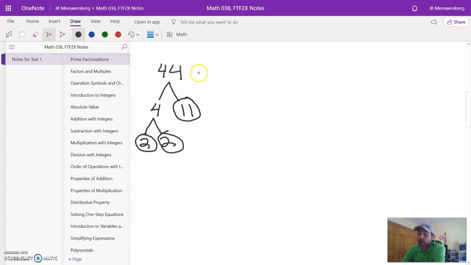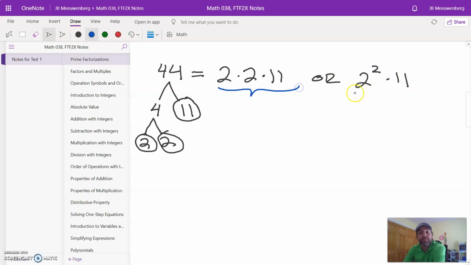We're done. No, we're not. We have to write it out. This is not a prime factorization. This is a factor tree. This is a prime factorization, or 2 squared times 11. Either one of these are fine, right? In fact, they're both useful because both of those formats will be useful for doing different things with our prime factorizations.